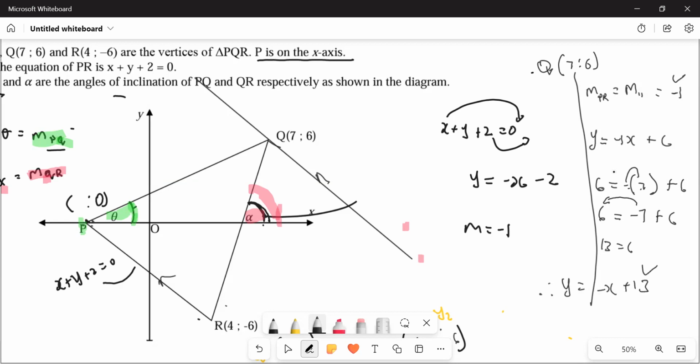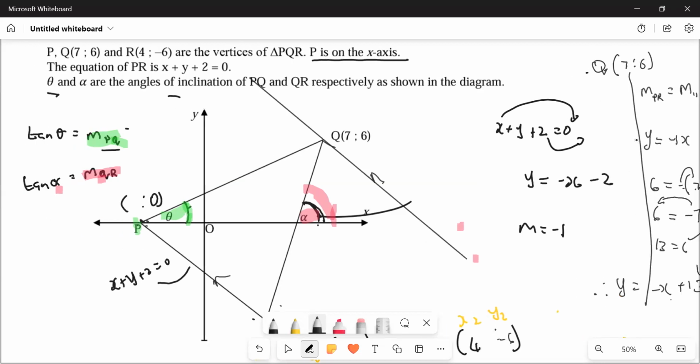Just check yourself if you got this. It's 3 marks. No? Where is your 3 marks? Getting the value of C, getting the equation, and getting M. We're good. Let's go to the third one.